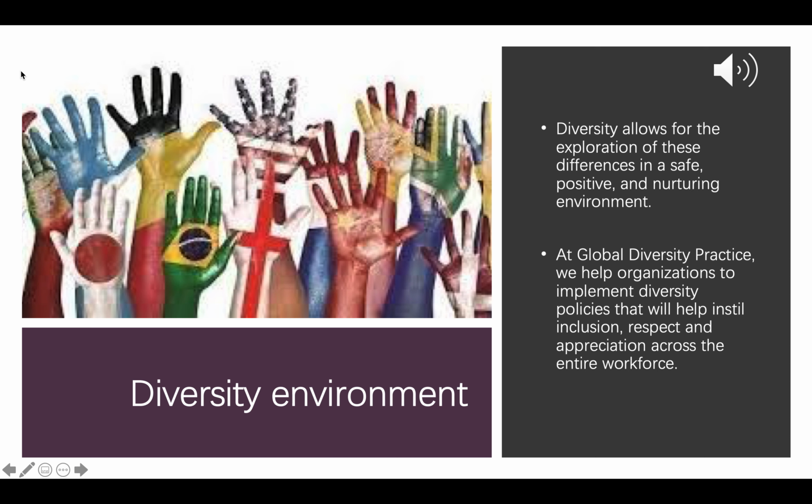Diversity allows these differences to be exposed in a safe and positive environment. This means understanding each other's differences and making sure the people can realize and value this difference. People can actively evaluate the diversity of the community and the workforce.